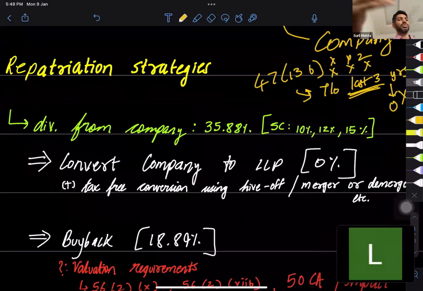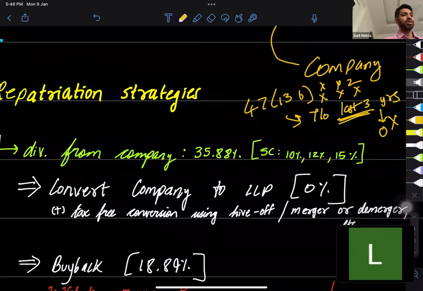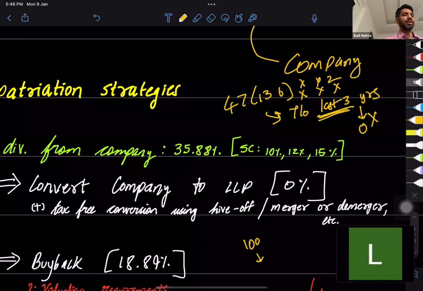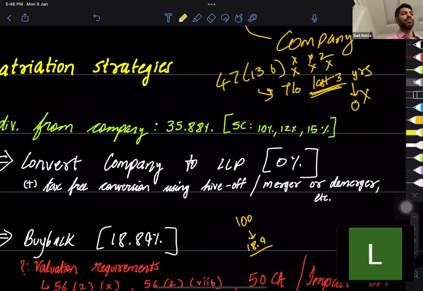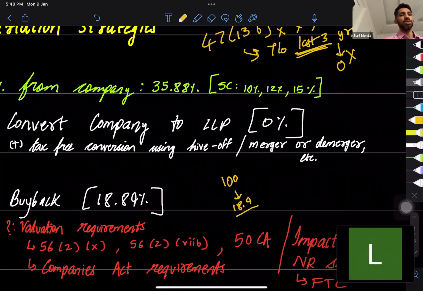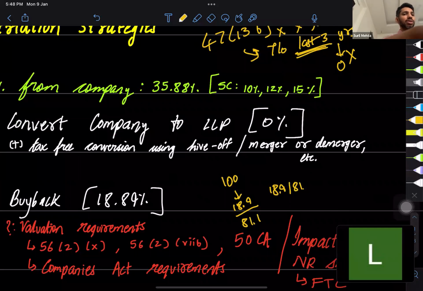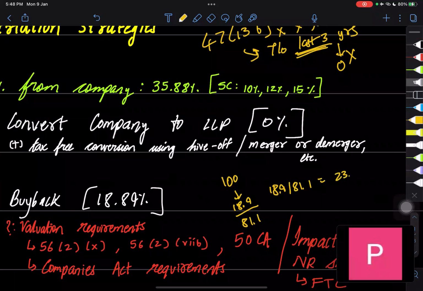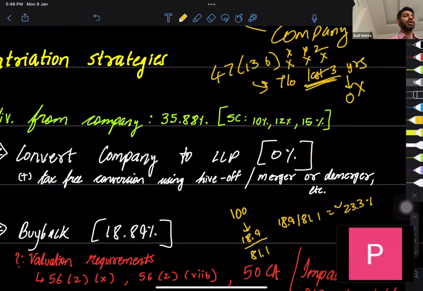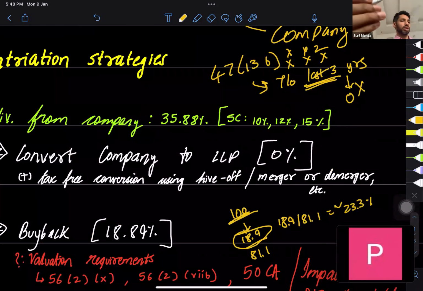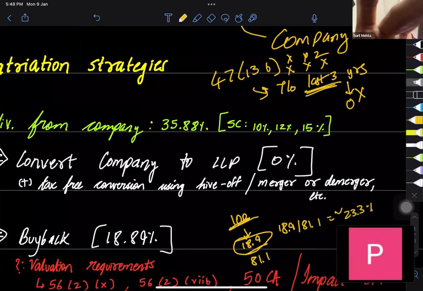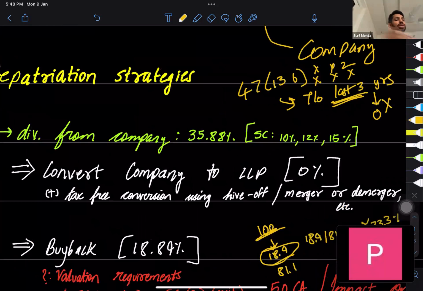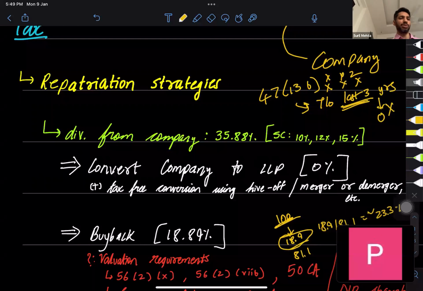So it's like you want to distribute 100, right? You will pay a tax of around 18.9, and you end up with somewhere around 81.1, right? So 18.9 upon 81.1 will be around 23.3% approximately, right? So effectively, you are paying a tax of 18.9% on the amount that you want to distribute, right? So this is a huge advantage. From 35.88%, you have reduced the tax to 18.89%.